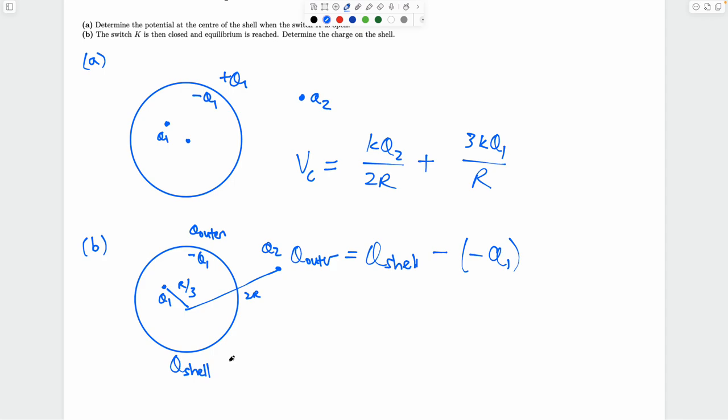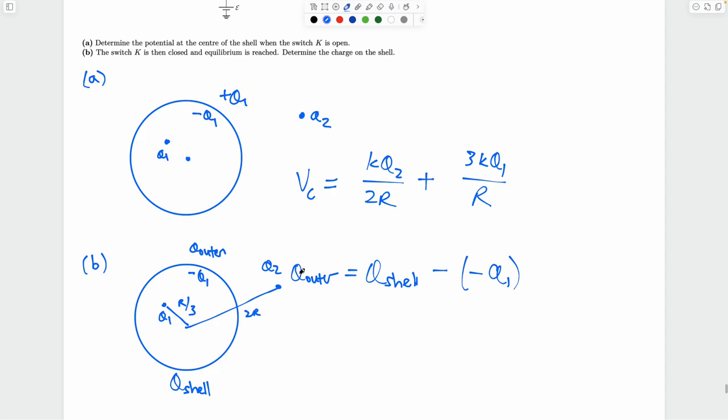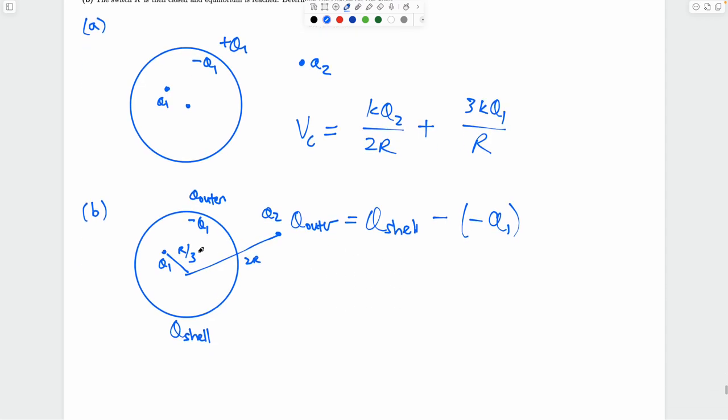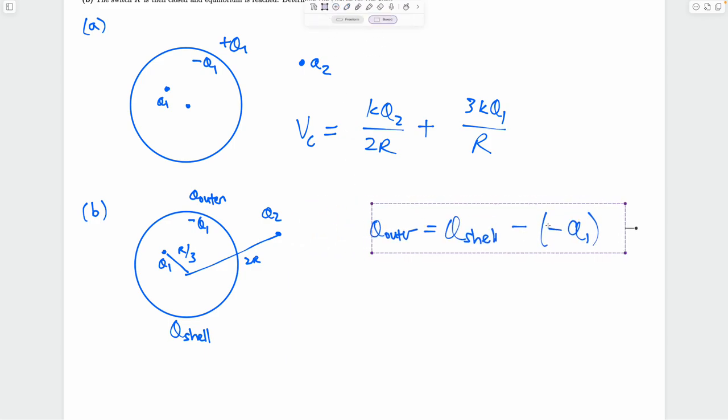If that is acceptable, then the next thing we can do is say that the potential due to the outer surface of charge, due to outer charge. Wait, hang on. Can I explain that? Oh, yeah. The shielding effect causes negative Q1 to appear on the inner surface, and then there'll be charge on the outer surface also, which is the total charge minus the inner charge.